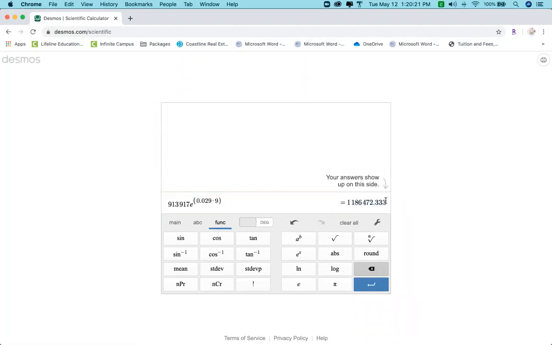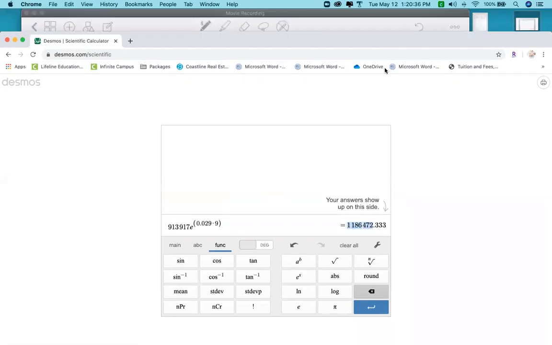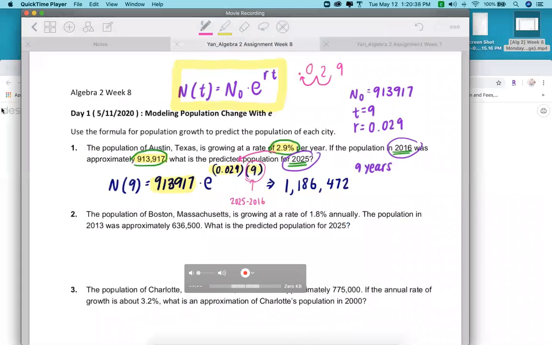But since we're dealing with people, population, you have to round it to the whole number. So we'll just end it right here at the 2. If this number is a 5 or bigger, then we'll round up. If not, you leave it as it is. Okay? So that's your answer to number 1.